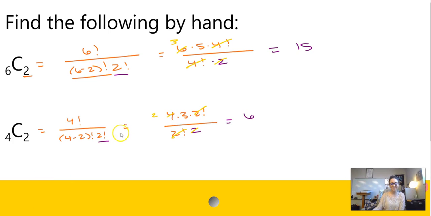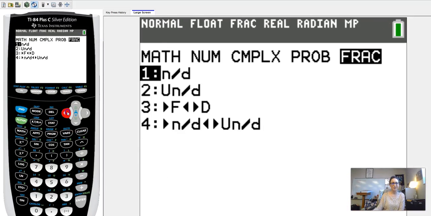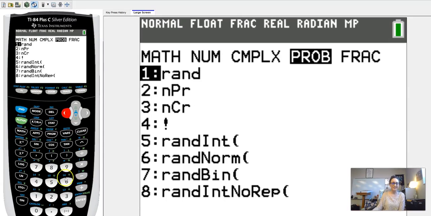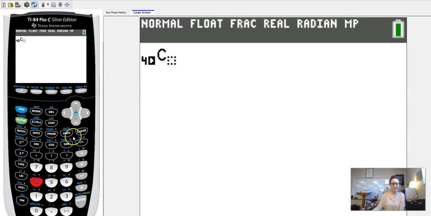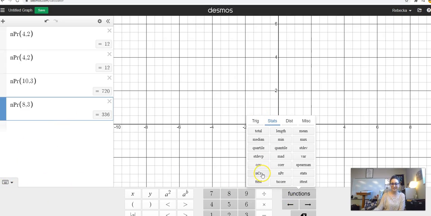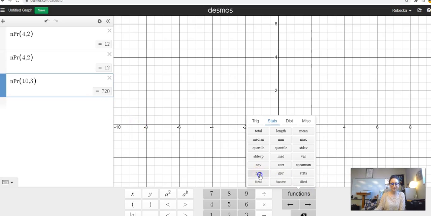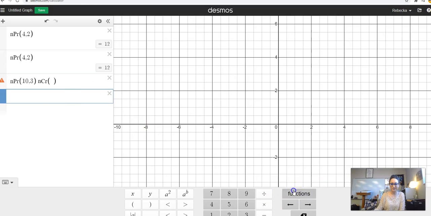So we should have gotten 6 for 4 choose 2. On the 84, again, you're going to go to math, scroll over to probability, P-R-O-B. It is number 3, nCr, and we're going to go 4 C 2, and there is our 6. On Desmos, again, you can grab your keyboard, go to Functions, under Stat. It is nCr. Okay, we are having issues here. And I'd go 4, 2, and there's my 6.